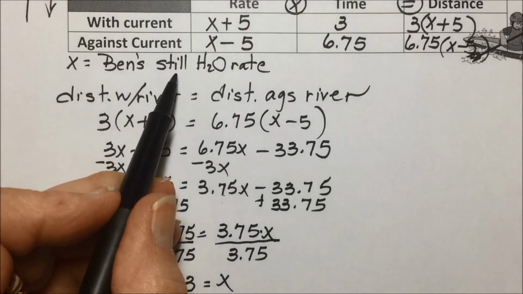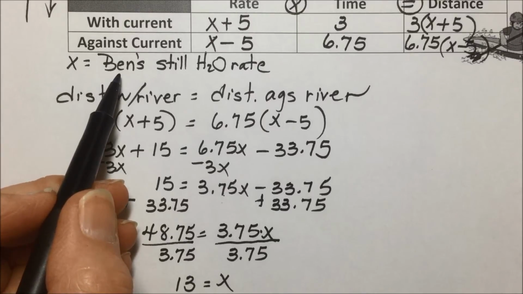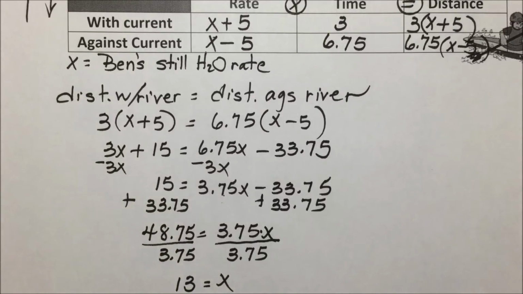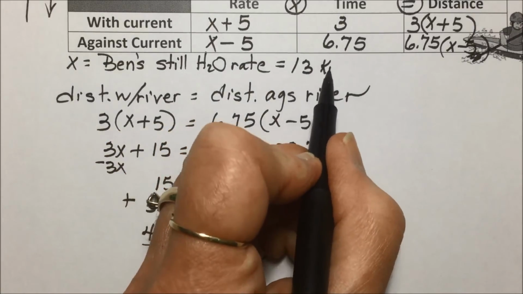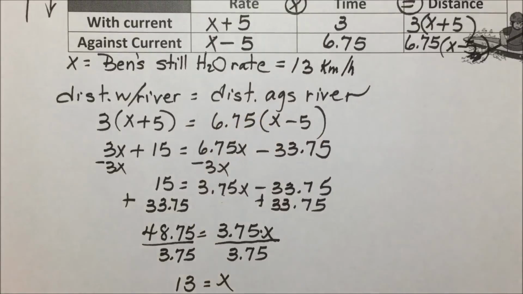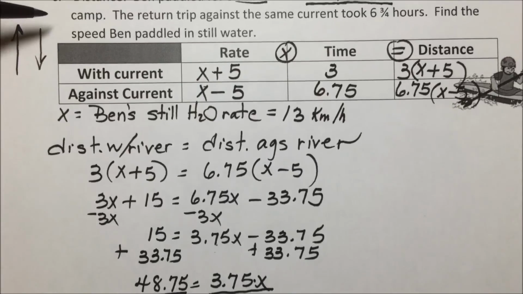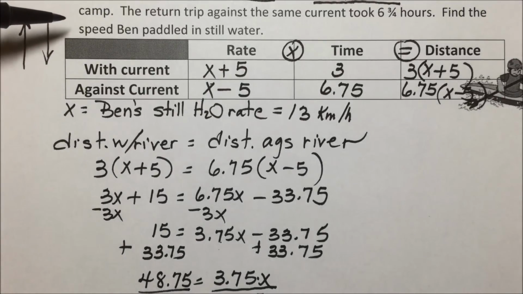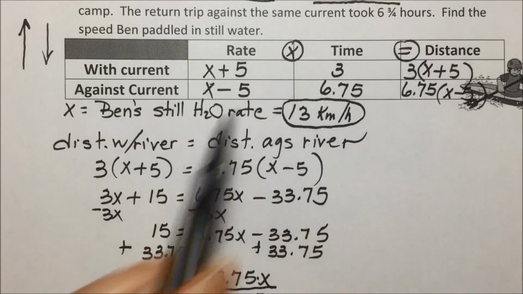X is Ben's still water rate. In other words, if he was just canoeing on a lake, he can paddle at a rate of 13 kilometers per hour. And are we answering the question? It asks us to find the speed Ben paddled in still water. So we have answered the question with our variable.